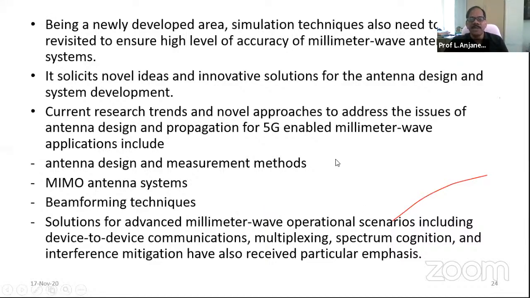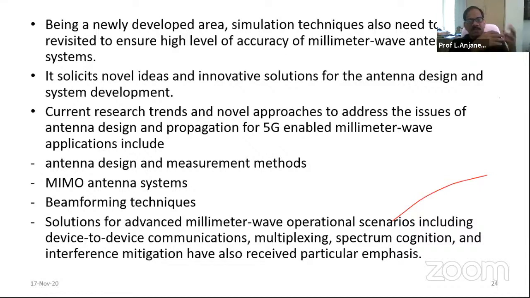Operational scenarios may include device to device communication. Device to device communication means, as I told you, IoT device communication. When they communicate using millimeter waves, that's called device to device communication. So that is one particular operational scenario.